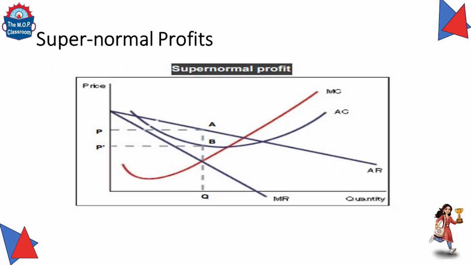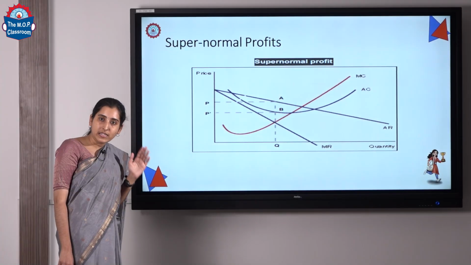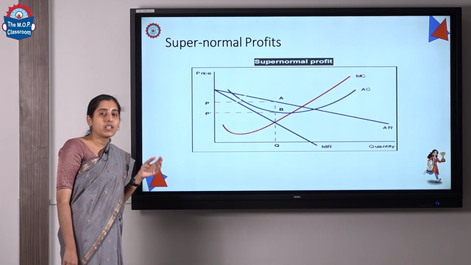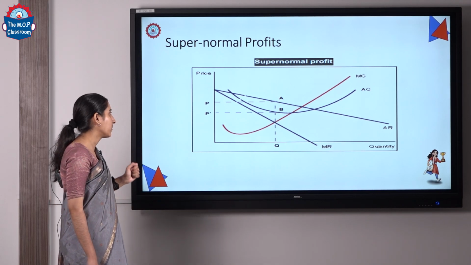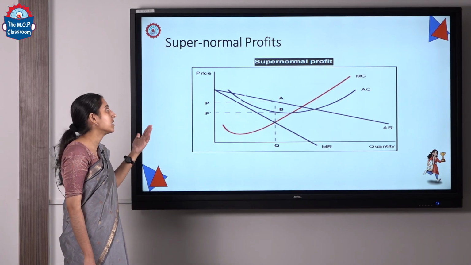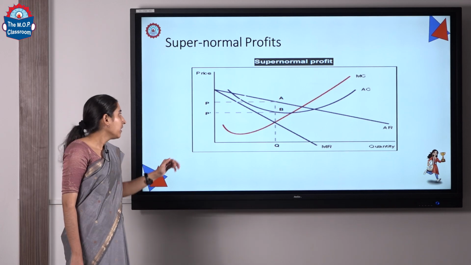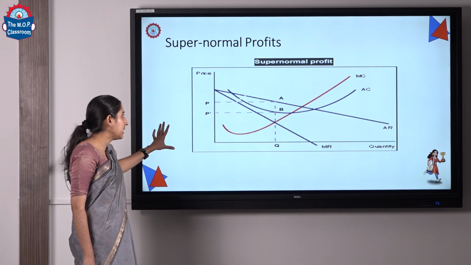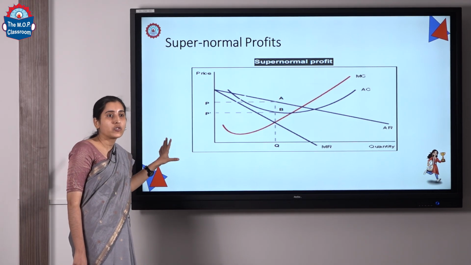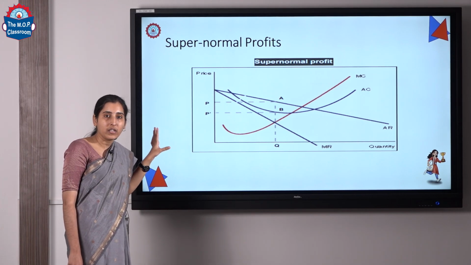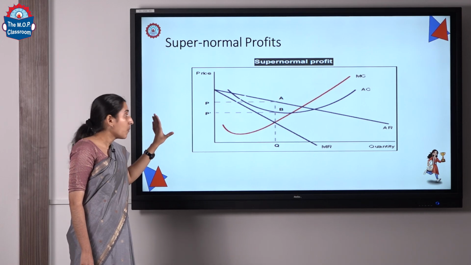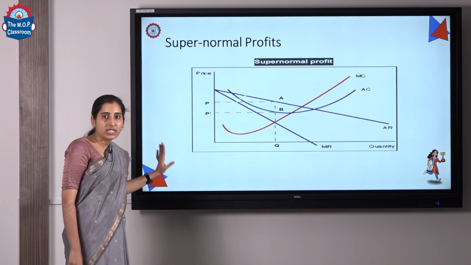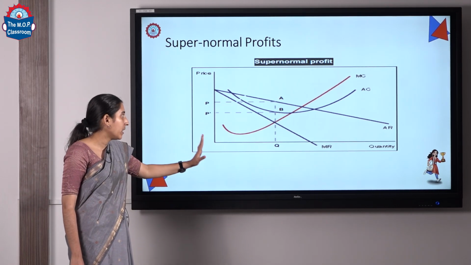When you talk about the supernormal profit concepts, over here also we have the same curves, which are the average cost and the average revenue, and also the marginal cost and the marginal revenue curves. How do we consider something as the supernormal profit? When the determined price is more than the cost incurred for a product, it becomes the supernormal profit.